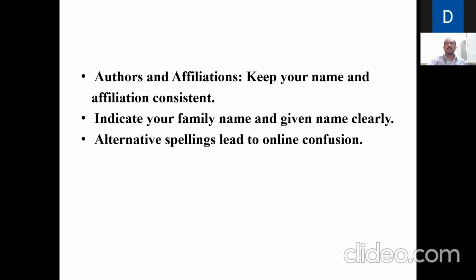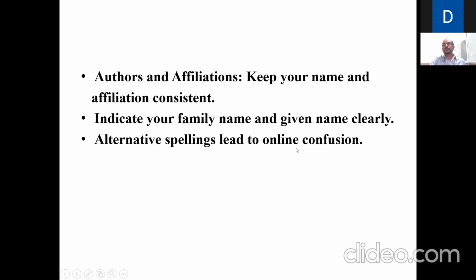Then next, authors and affiliation. Keep your name and affiliation consistent. Already I told that the author name and affiliation should be consistent in all papers. For example, my name is S. Muthubalaji. If I keep S. Muthubalaji in one paper and Muthubalaji S in another paper, it will be very difficult to index my paper, right? Indicate your family name and given name clearly. Alternative spellings lead to online confusion.